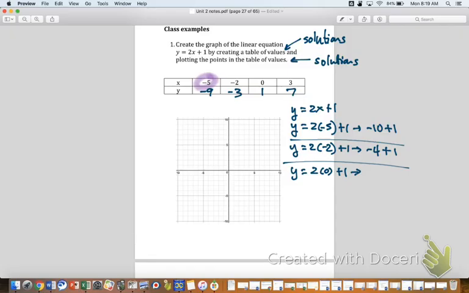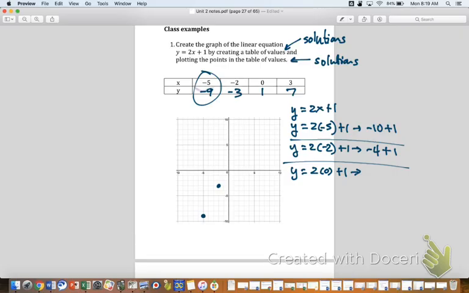Okay, so this table of solutions is also a set of ordered pairs or points that define this line. So my first point is negative 5, negative 9. So starting at the origin, I'm going to go left 5, down 9. So my first point is right here. Negative 5, comma, negative 9. I'm just going to plot these points out. X's are lefts and rights, Y's are ups and downs. Then negative 2, negative 3. So that's left 2, down 3. That's right there.